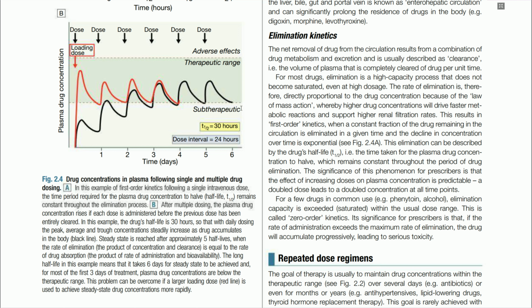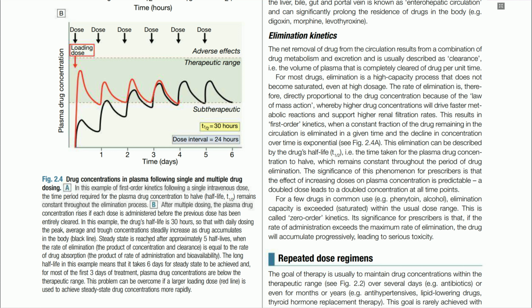In figure A, in this example of first order kinetics following a single intravenous dose, the time period required for the plasma drug concentration to halve remains constant throughout the elimination process. In figure B, after multiple dosing, the plasma drug concentration rises if each dose is administered before the previous dose has been entirely cleared. In this example, the drug's half-life is 30 hours, so that with daily dosing, the peak, average, and trough concentrations steadily increase as drug accumulates in the body, black line.